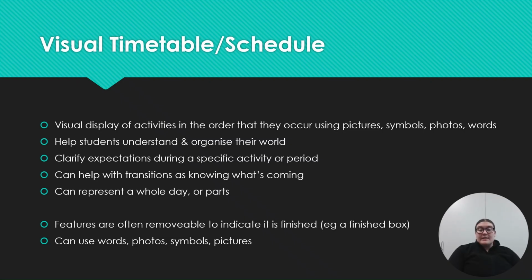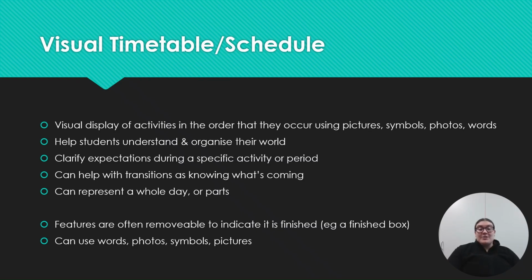These help students to understand and organise their world, so understanding the passage of time over a day, understanding that once we've finished one activity, we'll be moving on to another one, understanding what they're going to be doing that day and what's going to be expected of them, further reducing that anxiety.